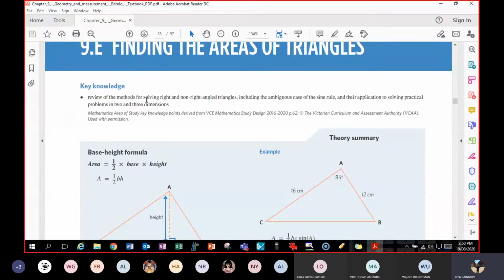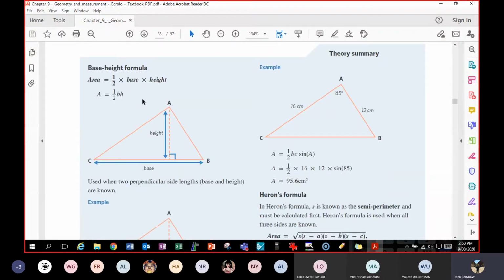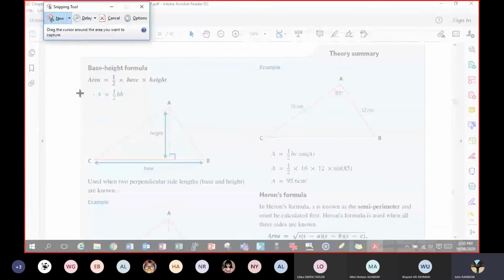So really what we're trying to do is look at how we solve area for right-angle and non-right-angle triangles. There's a few ways you can do it. The first one is if you're given the base and the height, it's just half of that. Why is it half of that? Probably one of the key things to know, not so much a massive key one.